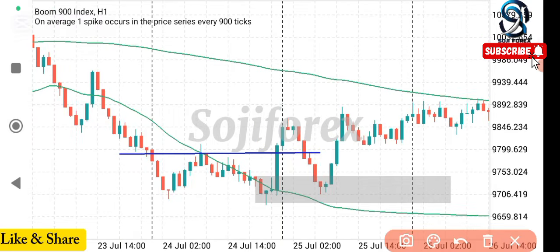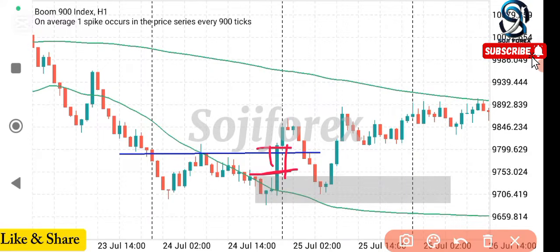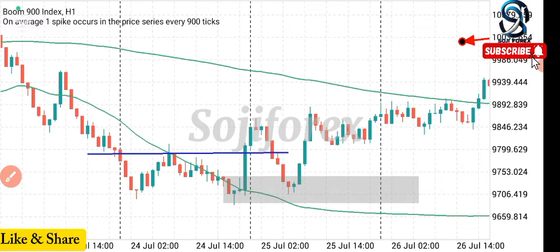And if you observe very well, we also have an imbalance here. You can see from here to here is an imbalance. So all of these are points of interest. Why? Because price can choose to pull back, fill only this imbalance and return without coming to the order block. But in this case, look at what happened.